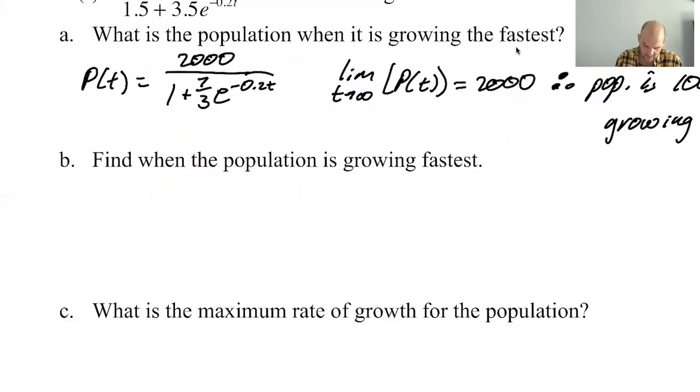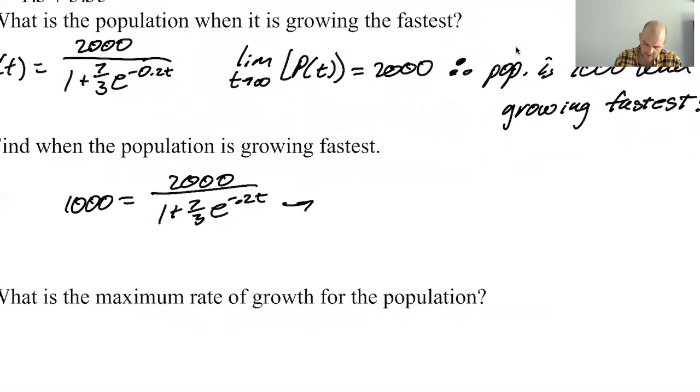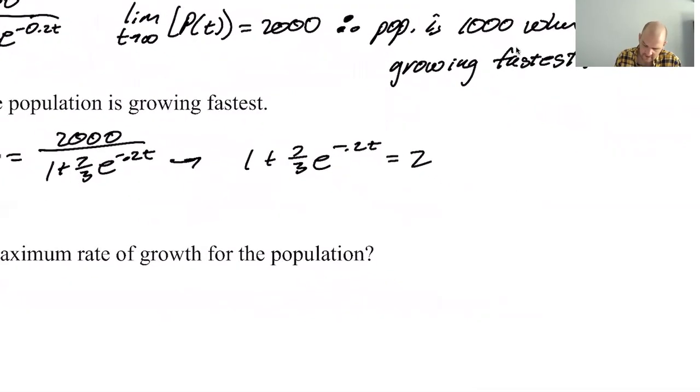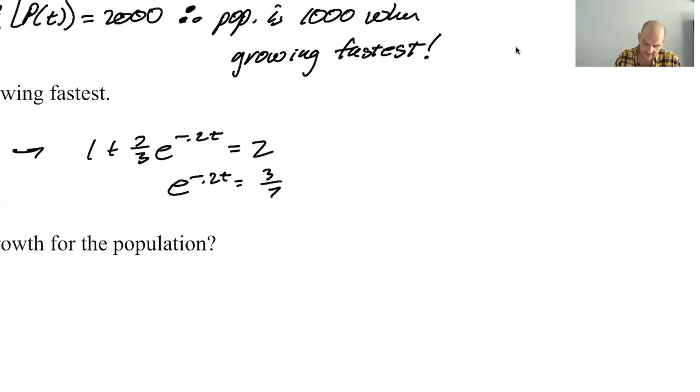So I need to know 1,000 equals 2,000 over 1 plus 7/3 e to the negative 0.2t. So we cross multiply, we get 1 plus 7/3 e to the negative 0.2t equals 2. You subtract 1, you divide. So we get e to the negative 0.2t equals 1 over 7/3, which is 3/7. Now you take the natural log. Negative 0.2t is the natural log of 3/7.